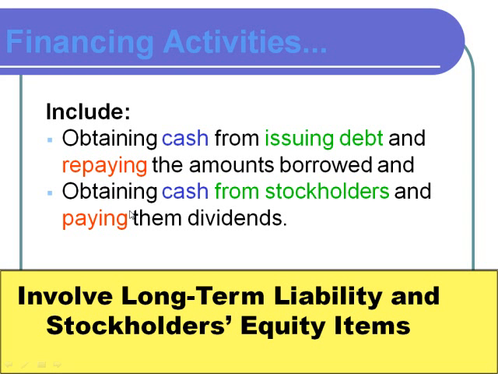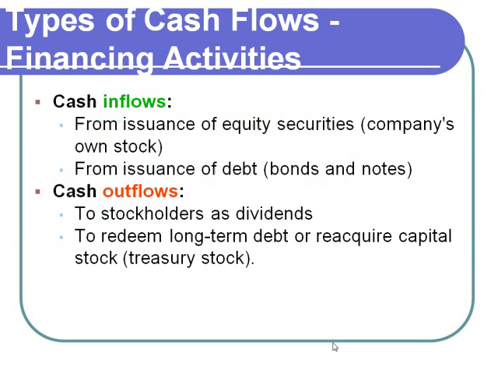When it comes to common stock, cash comes in when they issue common stock. Cash goes out when they pay the stockholders dividend. And remember, a company is under no obligation to buy back its own stock once it's been sold. So financing activities involve long-term liabilities and stockholders' equity items. So if you consider the balance sheet, every item on the balance sheet is covered and included in some form or other on the cash flow statement.